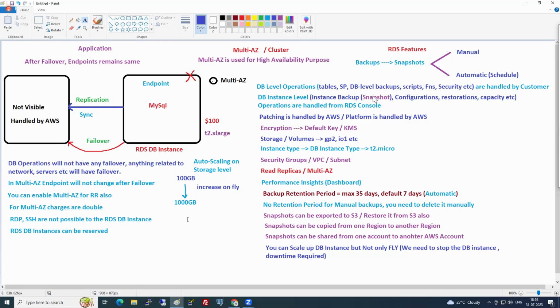There is a question, can we have S3 buckets, sir? Where? Why did you get an S3 bucket here?